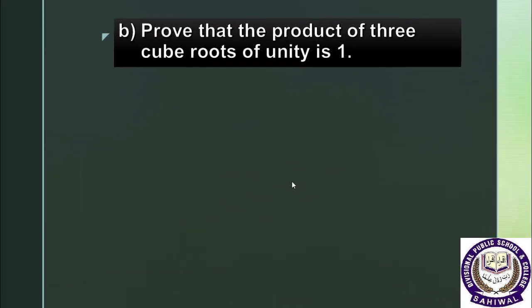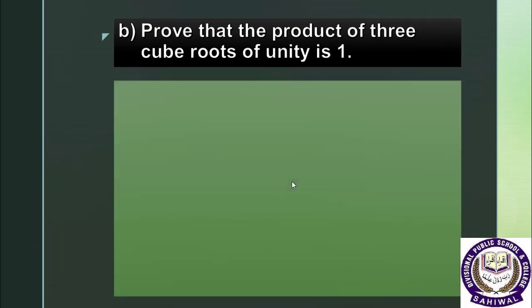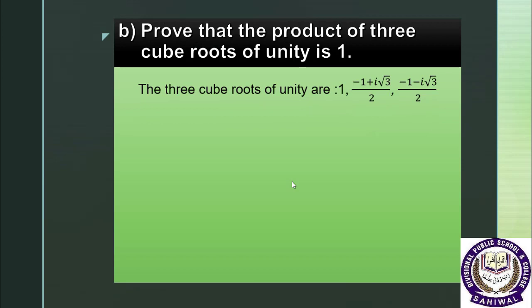Now we have to prove that the product of the 3 cube roots of unity is 1. We know that the 3 cube roots of unity are 1, (-1 + i√3)/2, and (-1 - i√3)/2. When multiplying these roots, these are the complex conjugates of each other, so they can be written as ((-1)² - (i√3)²) over 2 multiplied by 2, equals 4.